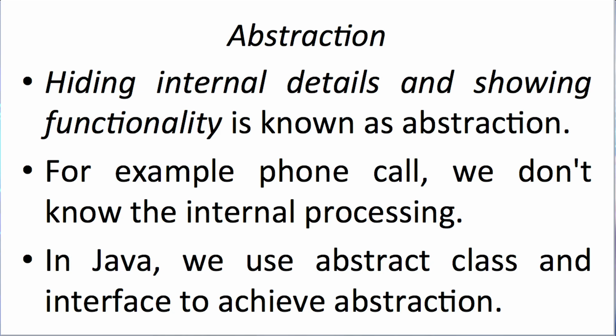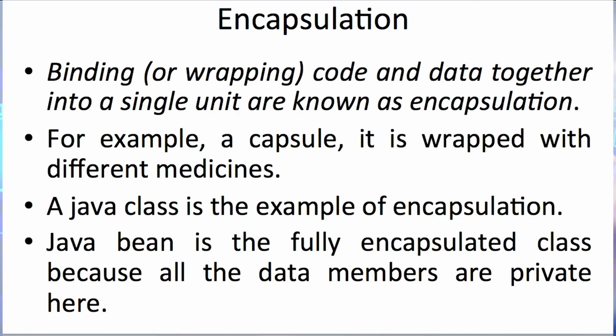This is also a concept of object oriented programming. Encapsulation is where we bind code and data together into a single unit. In any class, we define member variables as well as member functions. We encapsulate variables as well as methods inside one unit, so this is called encapsulation. For example, a capsule is wrapped with different medicines, and the word is taken from this capsule. A Java class is an example of encapsulation.